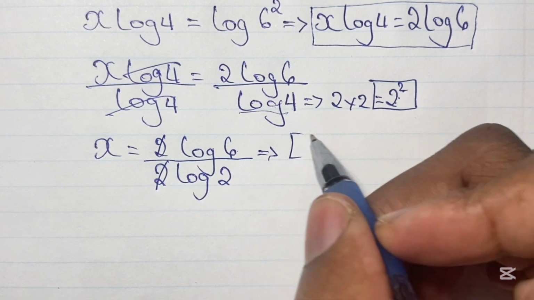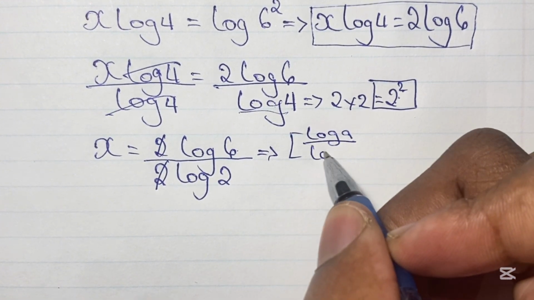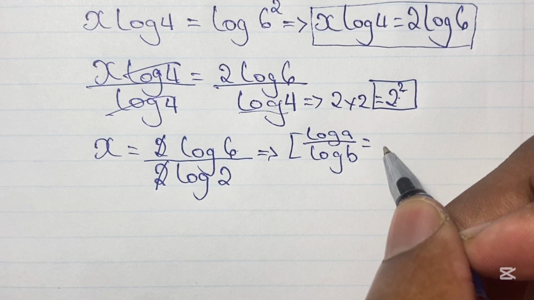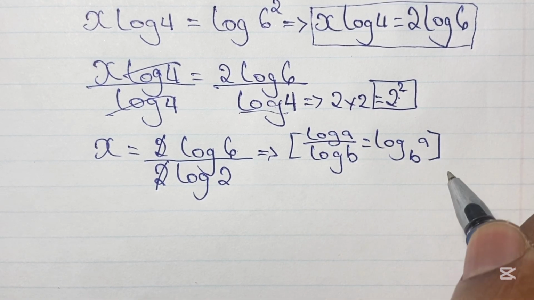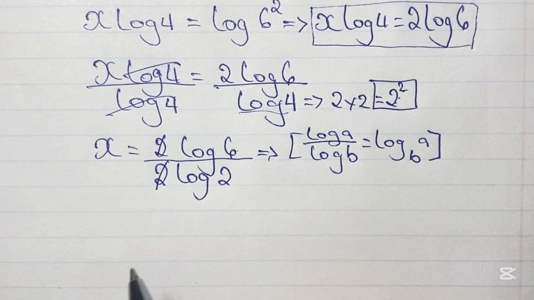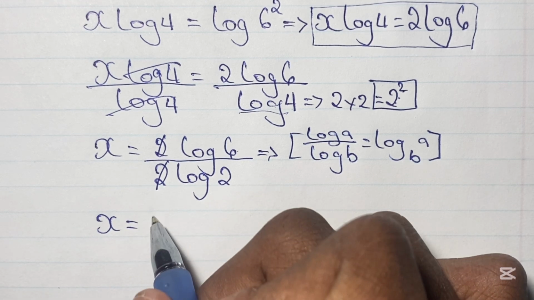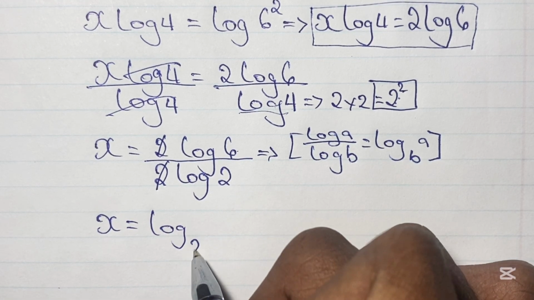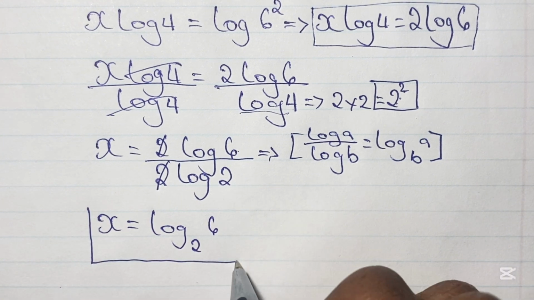Now using another logarithm rule, we can simplify for the solution of x, as log a over log b is equal to log base b of a. So we'll be using this to rewrite our solution for x. Therefore our solution for x is that x is equal to log base 2 of 6.